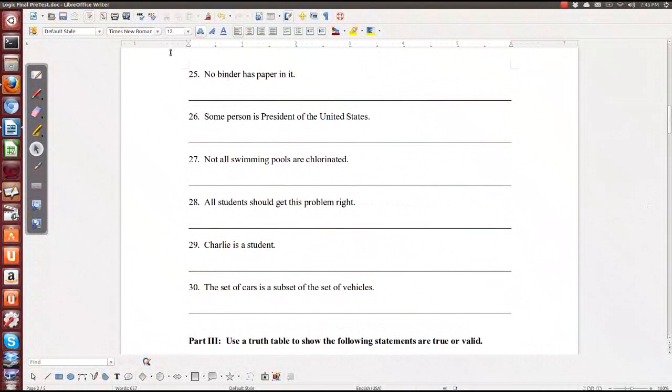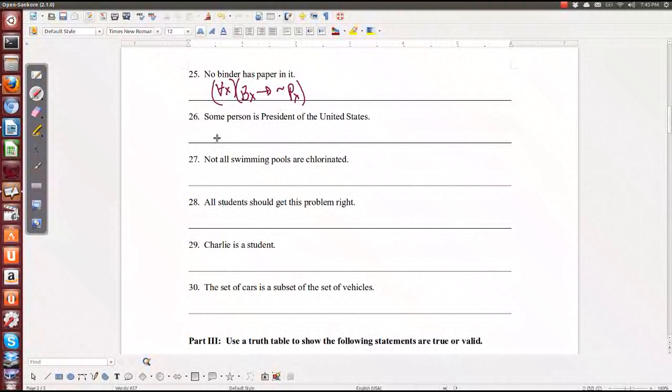So I have no binder has paper in it. No is a universal, so I've got universal X. It is a binder. It just does not have paper in it. So that's how it would write. Notice that the negation only goes on the second predicate. It never goes on the first predicate.